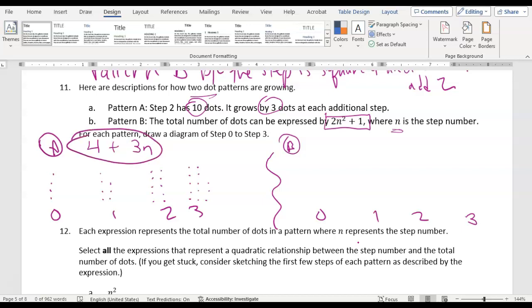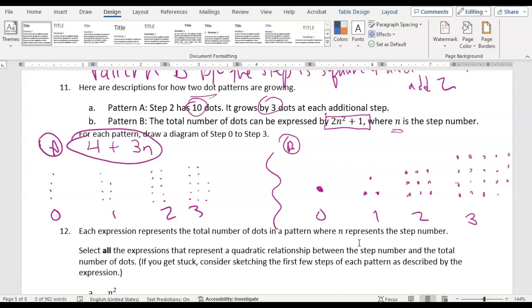So for this equation now, 2n squared plus 1, well, n squared, if it's 0, is 0 times 2 is 0 plus 1. This would only have 1 dot. 1 would be 1 squared is 1 times 2 is 2 plus 1 is 3 dots. 2 squared is 4 times 2 is 8 plus 1 is 9. And then 3 squared is 9 times 2 is 18 plus 1 is 19. Let me make sure I did that right. 3 squared, 9 times 2 is 18. Yeah, 19.